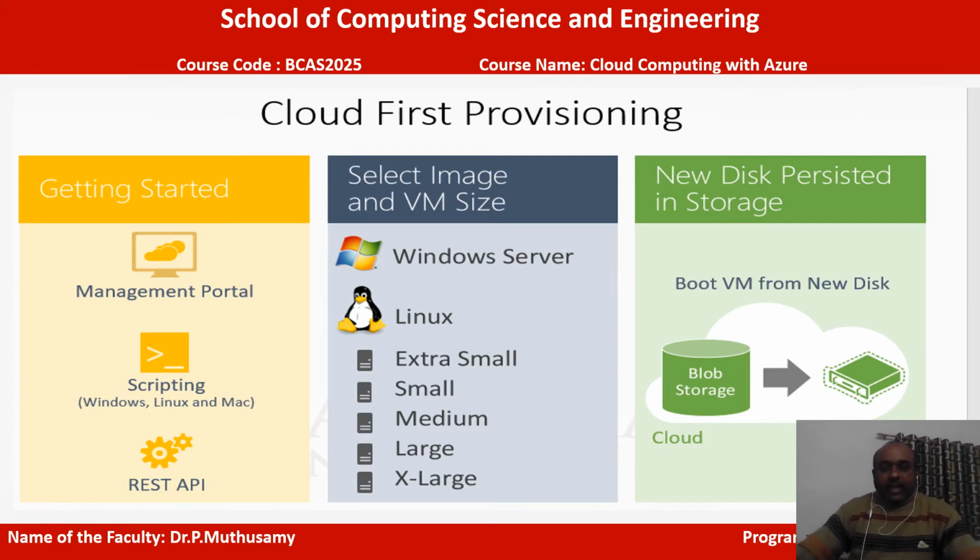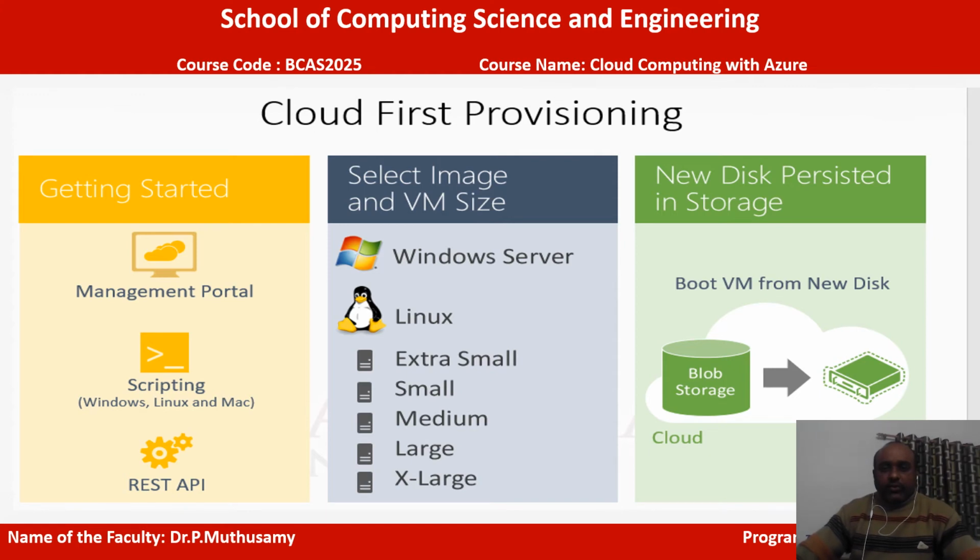And next, the third slide, we are going to discuss cloud first provisioning. So getting started with management portal and scripting, Windows, Linux and Mac OS and REST API, that is application programming interface. And the next one is select image and VM size: Windows Server, Linux, extra small and small, medium, large, extra large.